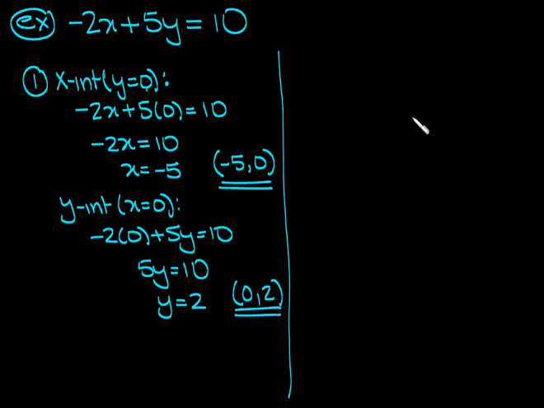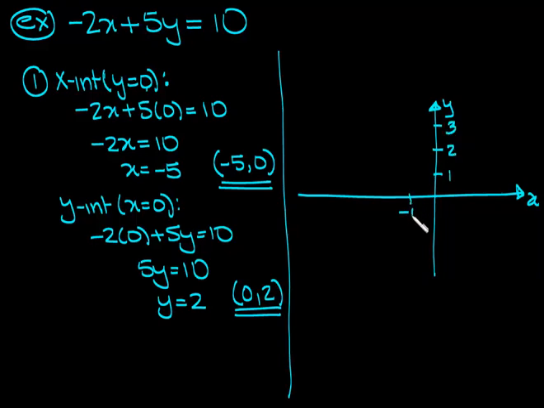Okay, so now that we have that, let's graph it. So we'll scale by 1s up here, and by 1s on the bottom too. So my 2 intercepts are what? X is negative 5, 0 and y is 0, 2. Once we have them, we can connect them with a line and we are done. There's the graph of that line.